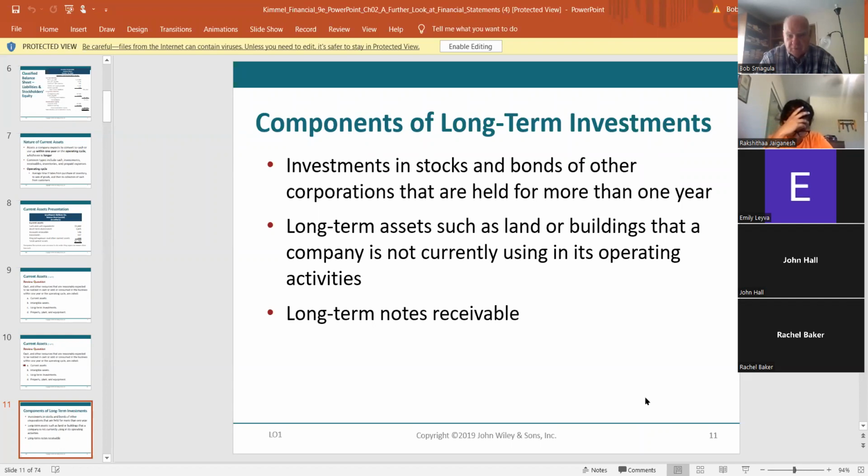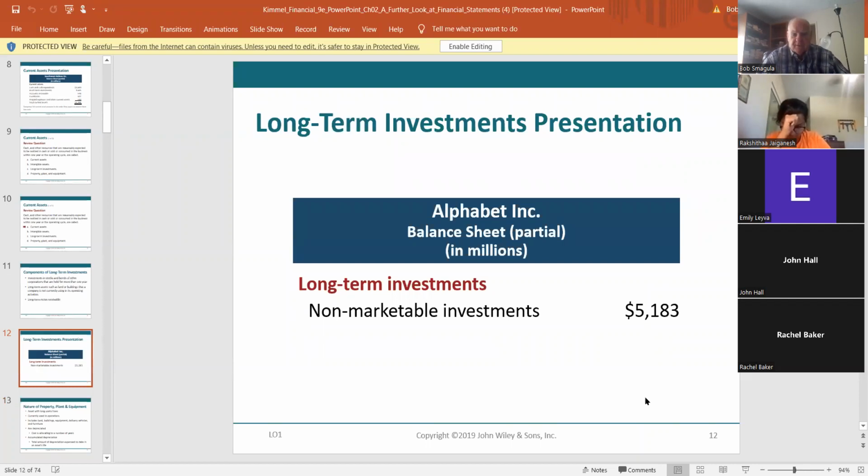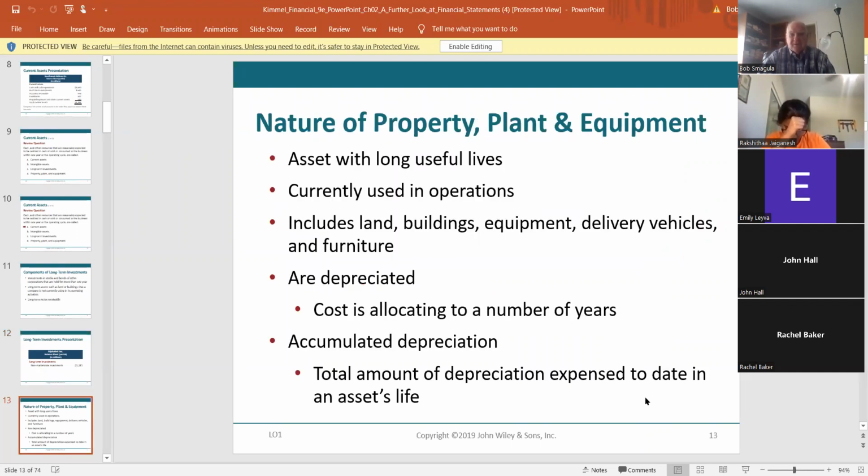Long-term assets such as land or buildings that a company is not currently using in its operating activities would be fixed assets. And you might have a long-term note receivable. You might make a deal with a customer, depending on your industry, where the guy doesn't have to pay you for 2 years. And we'll get in some problems like that later in the course. And here's the presentation. You're just going to see a category called long-term investments, not too much to it. Let's talk a little bit about fixed assets. We'll be doing a lot with this. We have a whole chapter just on fixed assets, huh?